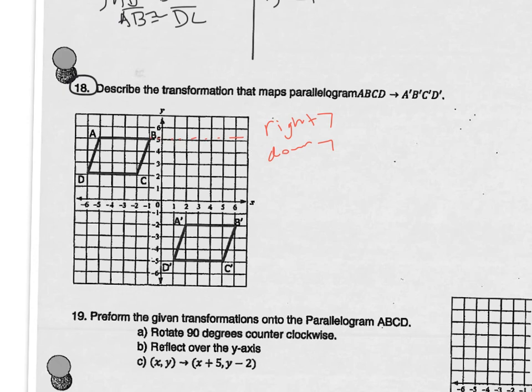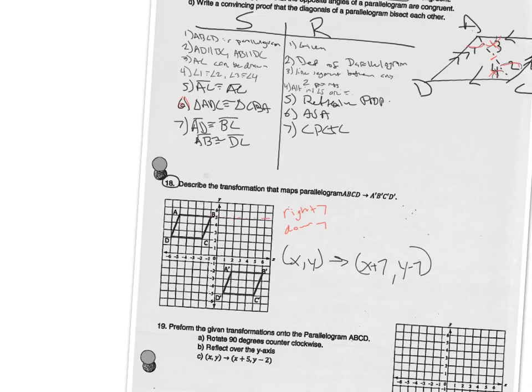So I need to write the rule. Okay, remember with the translation, you start with x comma y, and then you tell me what happened to x and what happened to y. Well, if it's going to the right, then we're adding 7 to it, and if it's going down, then we're subtracting 7 from the y value. And there you go.